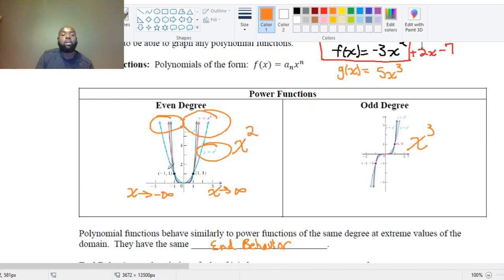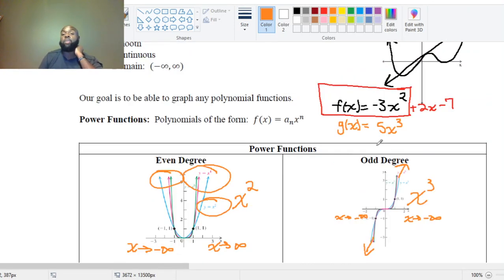No matter what even degree polynomial you have, it is going to have the same end behavior: it's going to continue to go up, up, up on the left side of your graph, up, up, up on the right side of the graph, just like f of x equals x squared does in this graph. The same thing happens with f of x equals x cubed. As x approaches infinity, which is the right side of your graph, and as x approaches negative infinity, which is the left side of your graph, your y values are doing the exact same things. That's what we mean by end behavior. And not only does it happen for power functions, but it happens for polynomial functions.